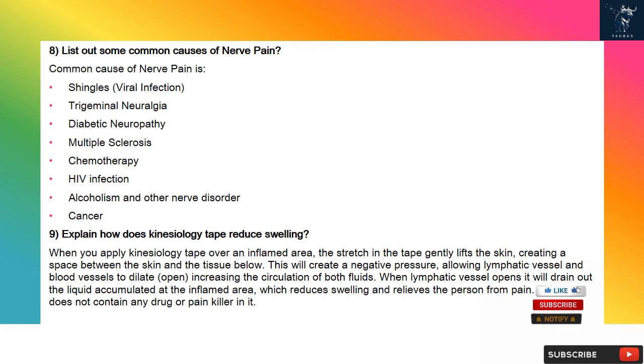9. Explain how does kinesiology tape reduce swelling? When you apply kinesiology tape over an inflamed area, the stretch in the tape gently lifts the skin, creating a space between the skin and the tissue below. This will create a negative pressure, allowing the lymphatic vessels and blood vessels to dilate open, increasing the circulation of both fluids. When the lymphatic vessel opens, it will drain out the liquid accumulated at the inflamed area, which reduces swelling and relieves the person from pain. This tape does not contain any drug or painkiller in it.